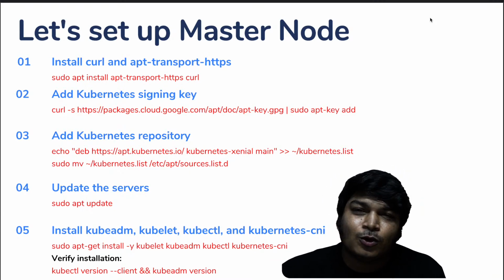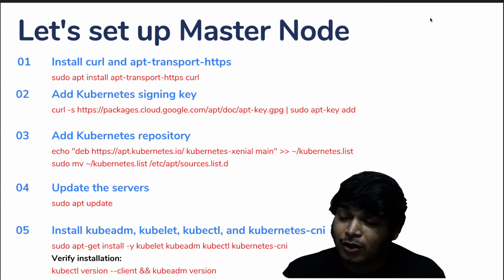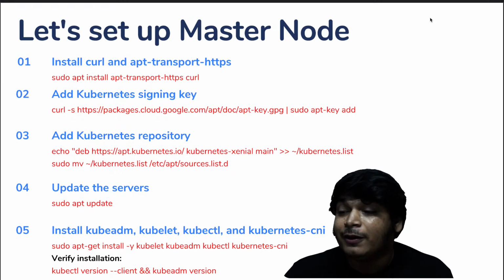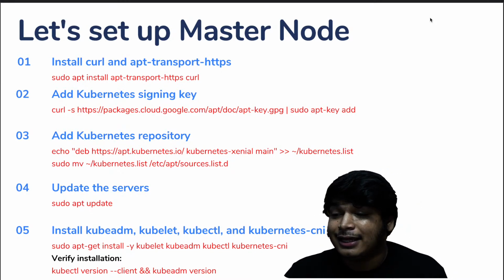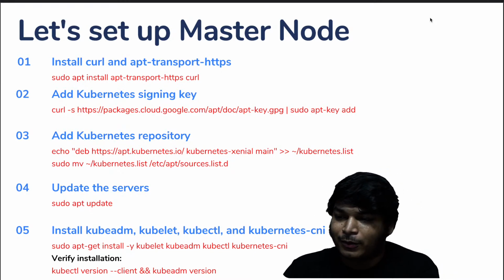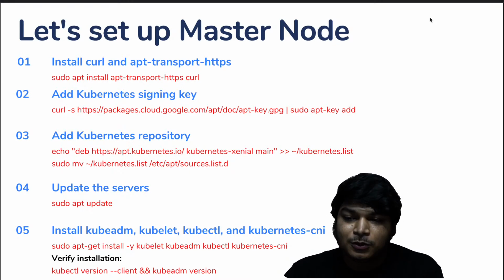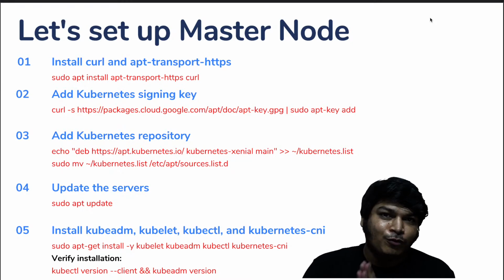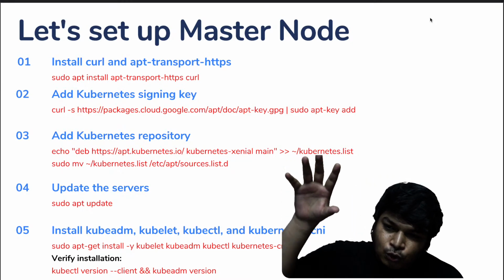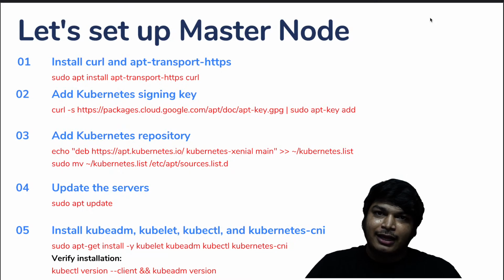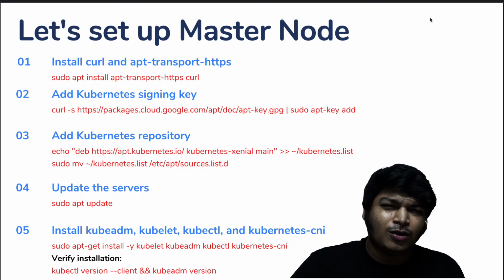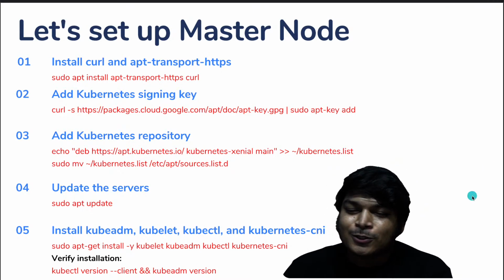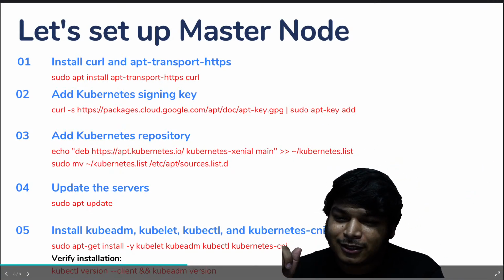Now, first thing we'll be installing curl, then we'll be adding the Kubernetes signing key, then we'll be adding the Kubernetes repository, then we'll update the servers, and then we'll install the tools that I just talked about, right? Kubeadm, kubelet, kubectl, and Kubernetes CNI. So these are the minimum steps we'll be following right now. And to show the demo, it's a hands-on session, like I promised, it will be really hands-on, less jargon and the main actual stuff that you wanted. So we'll be using AWS for that.